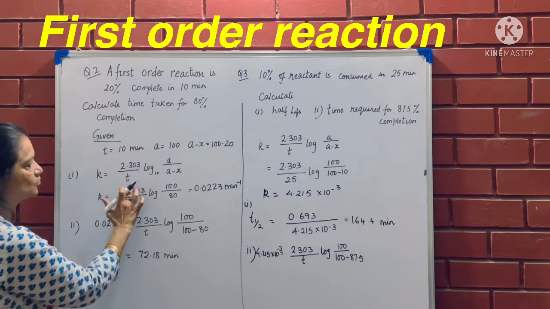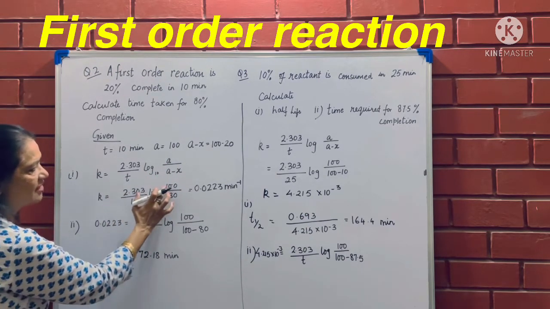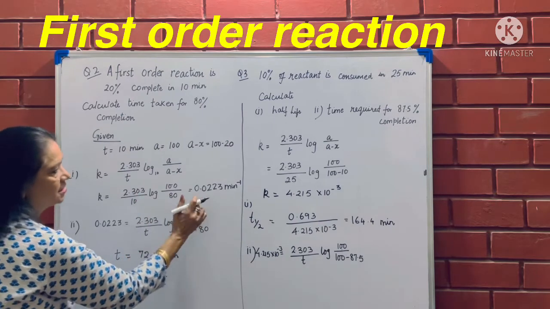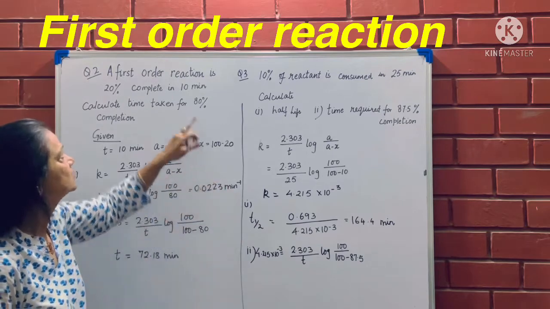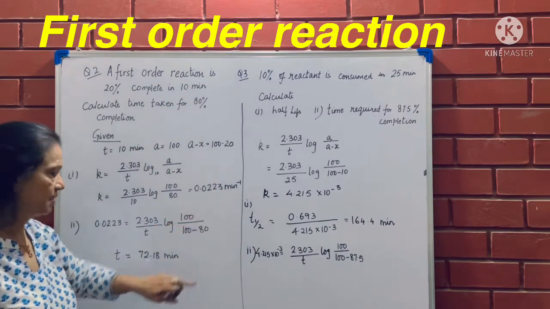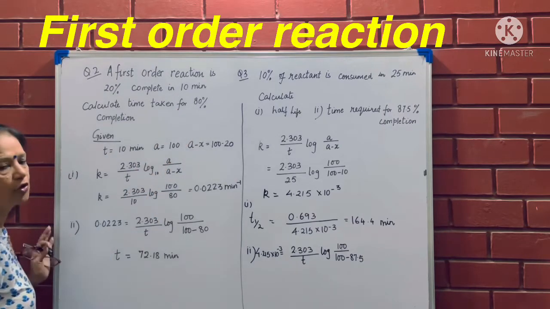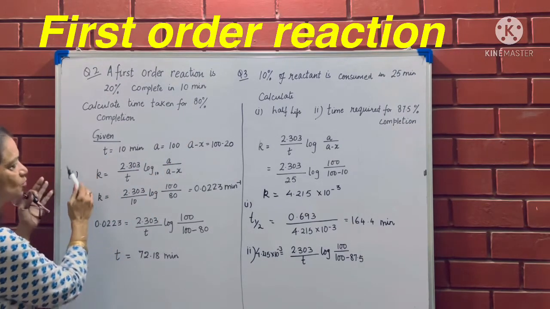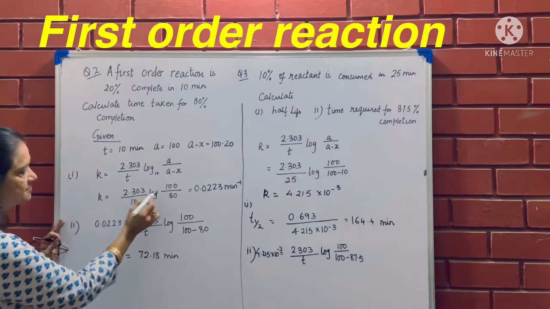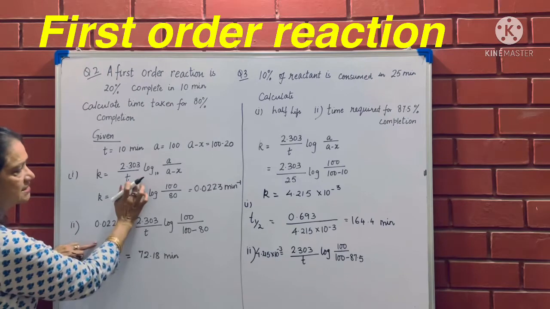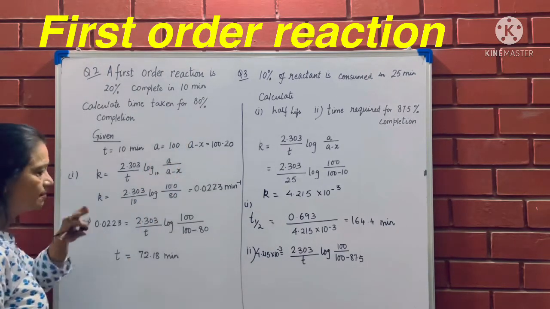So K is 2.303 upon T log A upon A minus X. Substitute the values here, 100 upon 80. K value is coming 2.0223 minutes inverse. If time is given in minutes, this will be in minutes. The second part is how much time will be taken for 80%. I didn't know K, so in the first part we have to calculate K. In the second part, I am substituting this value of K in the same formula and finding out T, and now it is 80% completion.